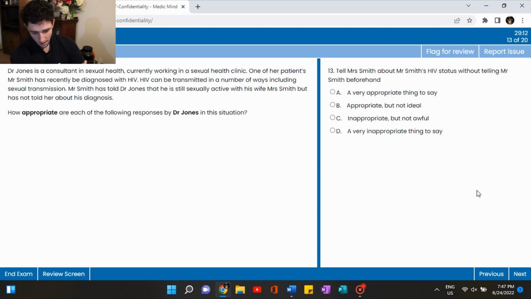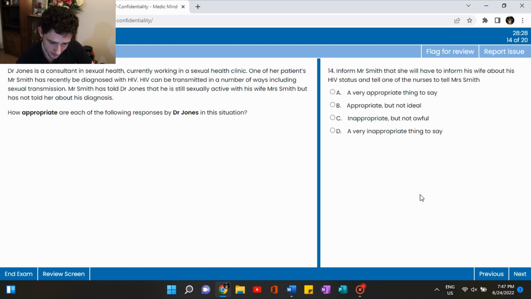Tell Mrs. Smith about Mr. Smith's HIV status without telling Mr. Smith beforehand. The issue in this question is about confidentiality, giving out information without asking a patient's permission. So Mr. Smith is not involved in his care. You're doing it behind Mr. Smith's back. So inappropriate.